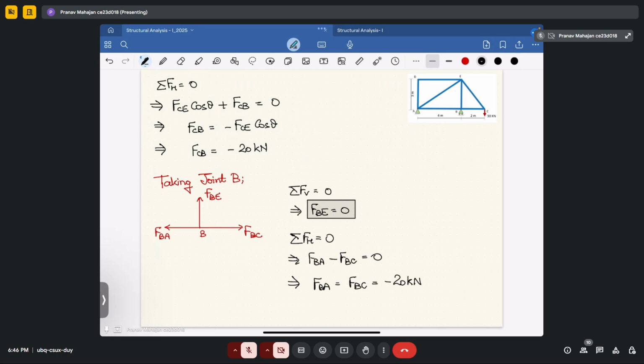Now, oh, I missed one thing here. I missed the reaction force at B. So one another thing will also come into the picture here, that is the vertical force RB. So in this case, your FBE will not be equal to zero. Okay, this is wrong.